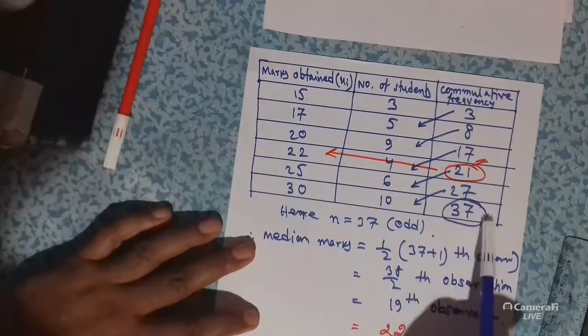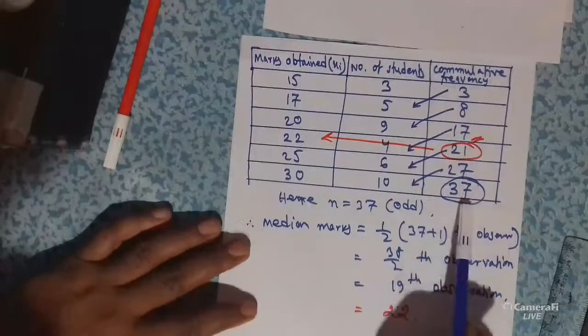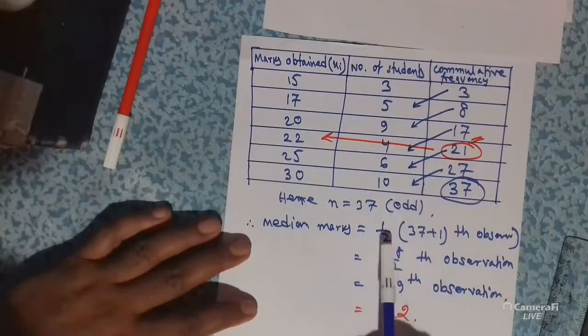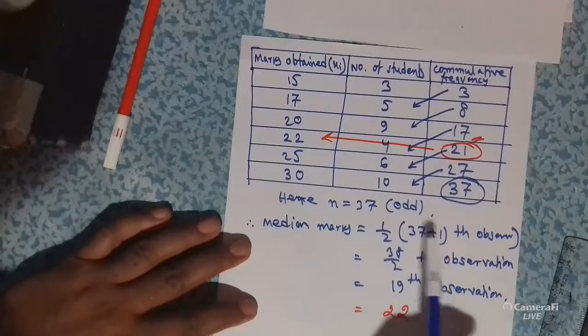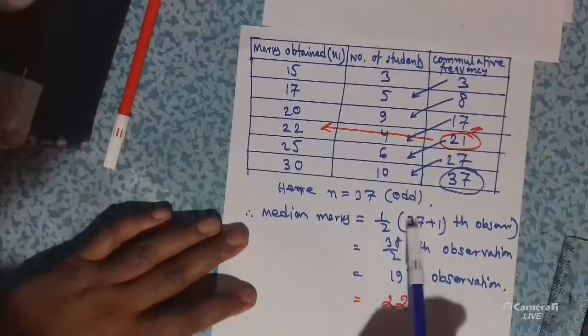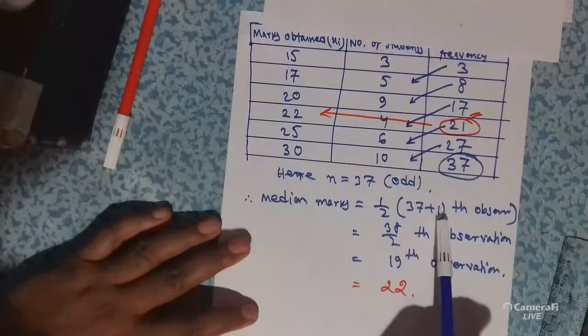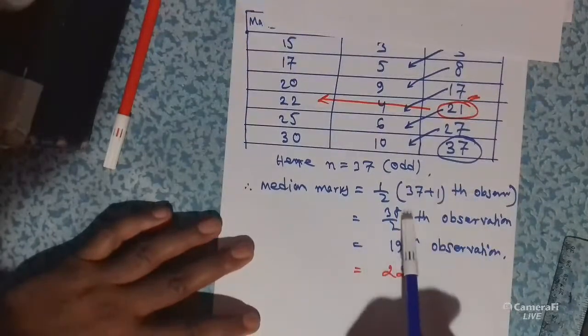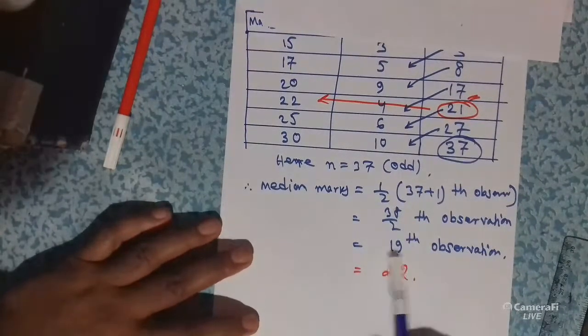Now look at this number. This is 37. So 37 is odd. So you must use this formula, half of n plus 1. So here n equals 37. So half of n plus 1, that means half of 37 plus 1. So 37 plus 1 is 38. 38 by 2 is 19th.